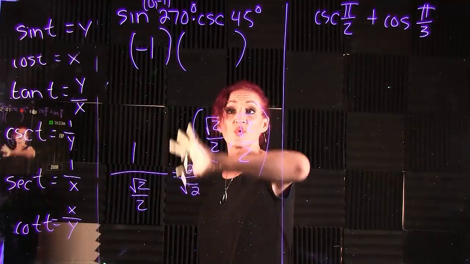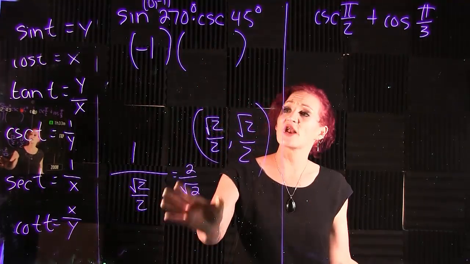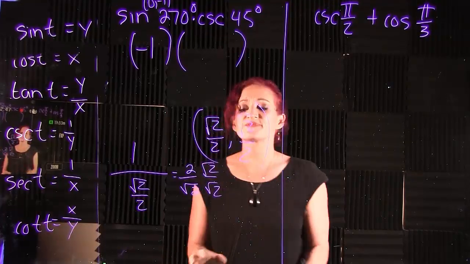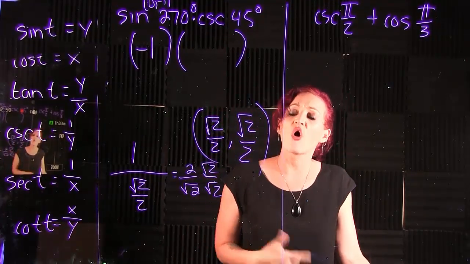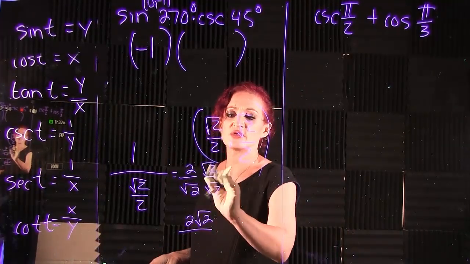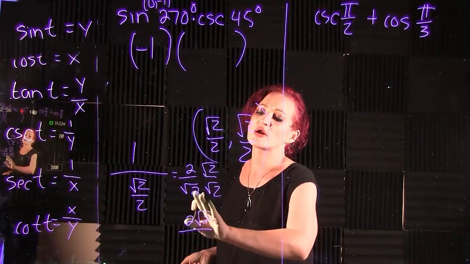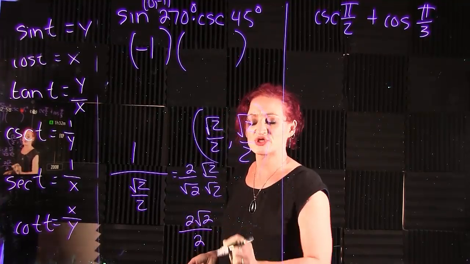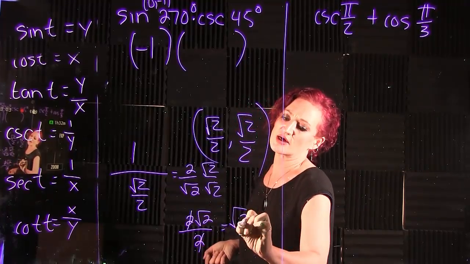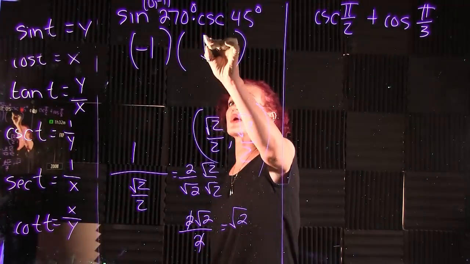Now, if you want to go ahead and rationalize the denominator before throwing that into our problem, we would multiply it by square root of 2 over square root of 2. This gives us 2 square root of 2 in the numerator. Square root of 2 times square root of 2 is just a 2, so our 2's cancel out, leaving us with a square root of 2.